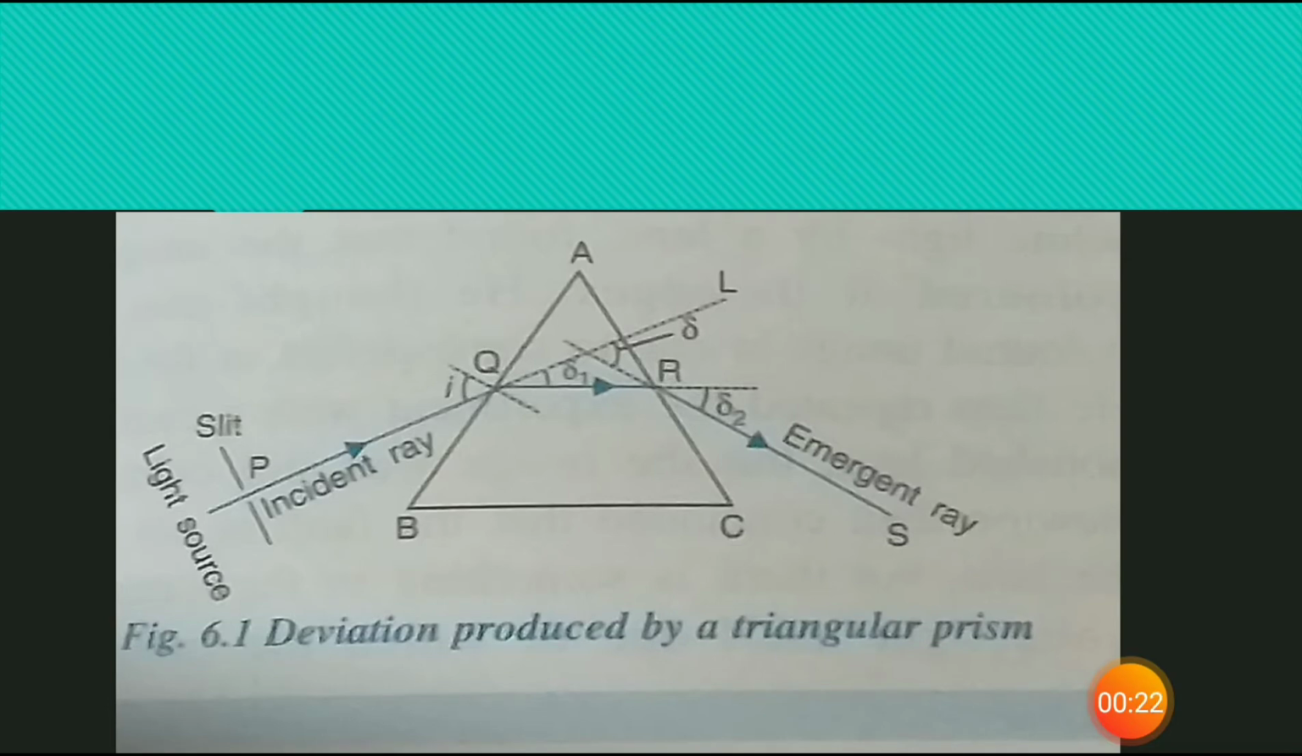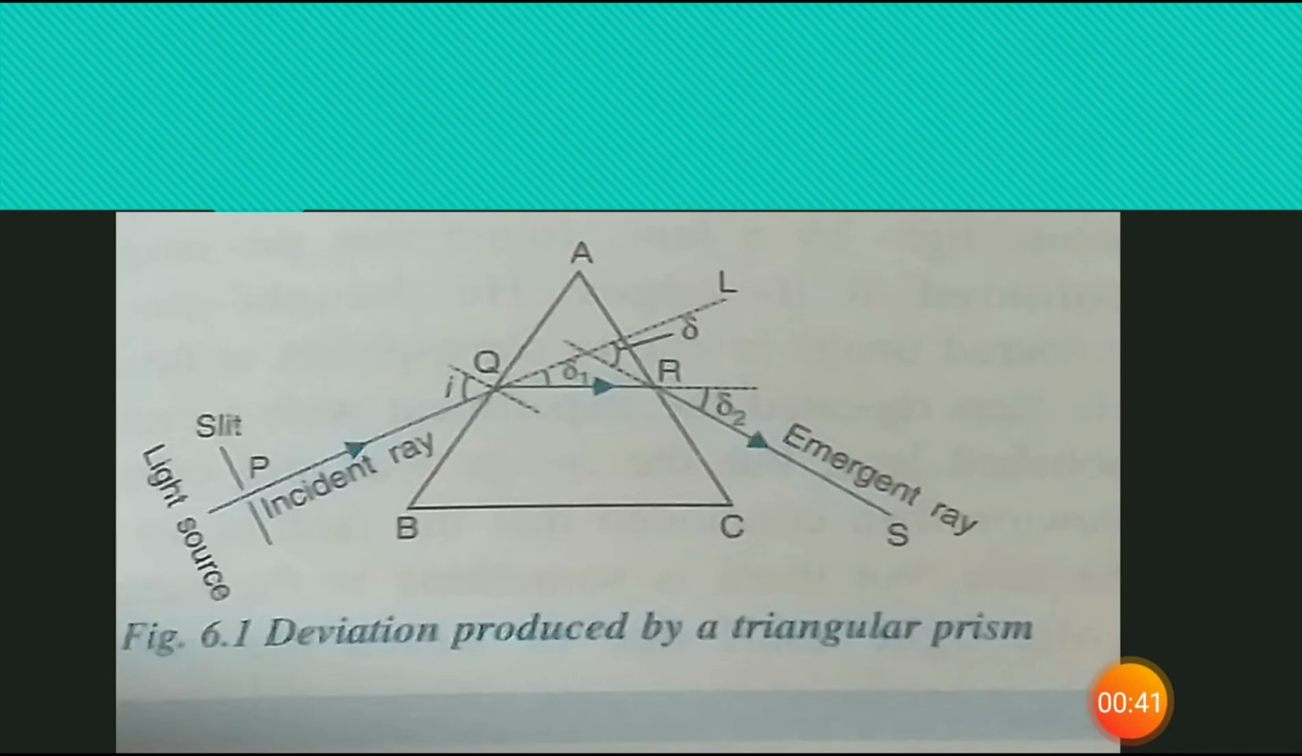The angle between QL and QR gives the first deviation delta 1. The second refraction occurs at AC. The QR is drawn forward and the emergent ray is drawn. The angle between them gives the second deviation delta 2.